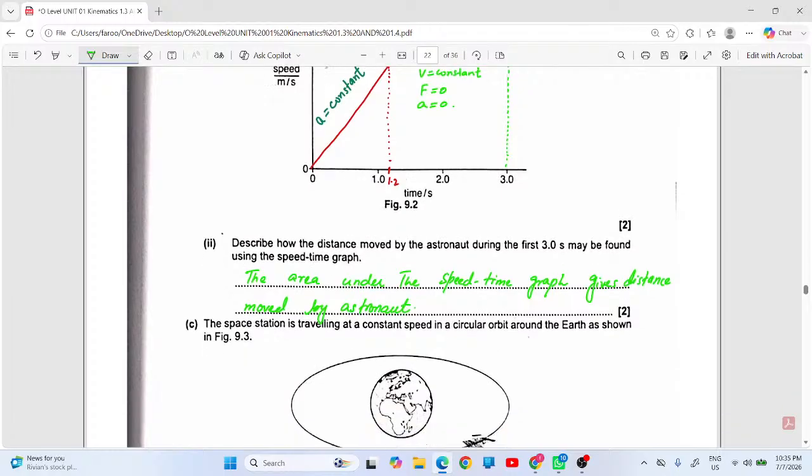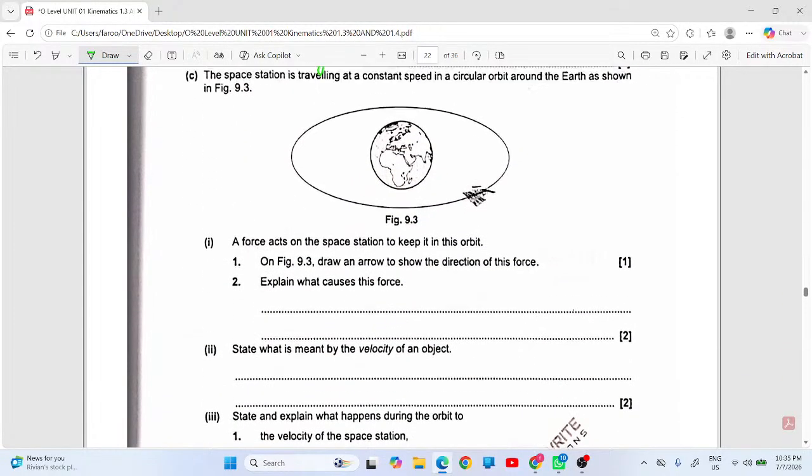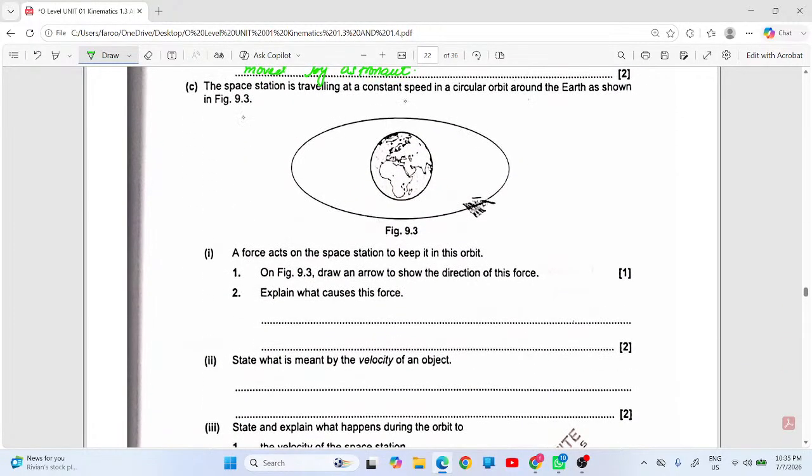Next is, the space station is traveling at a constant speed. Speed is constant. ठीक है? In a circular orbit around the Earth as shown in figure 9.3. A force acts on the space station to keep it in its orbit. On figure 9.3, draw an arrow to show the direction of this force. Which force tends to move the body to move in a circle?